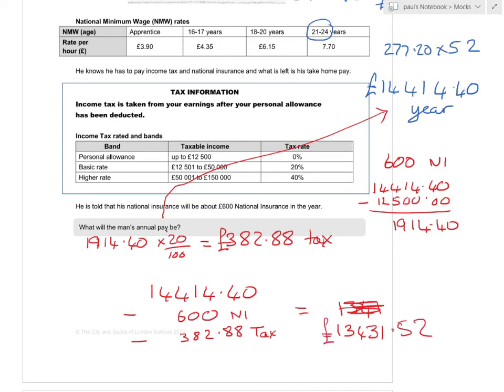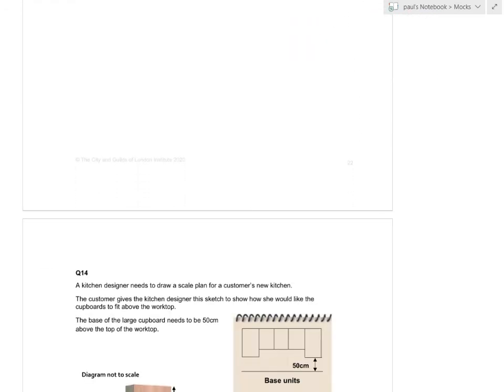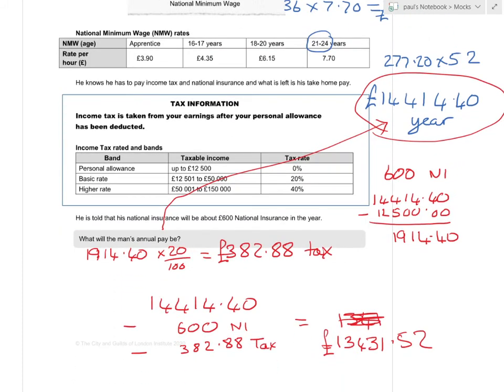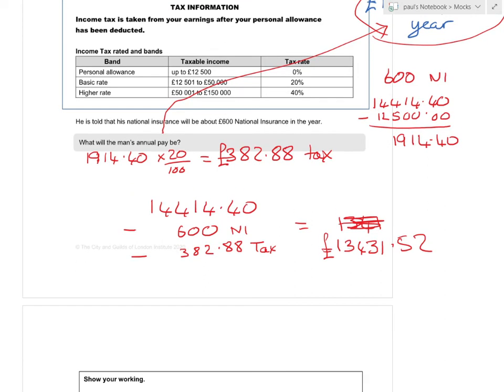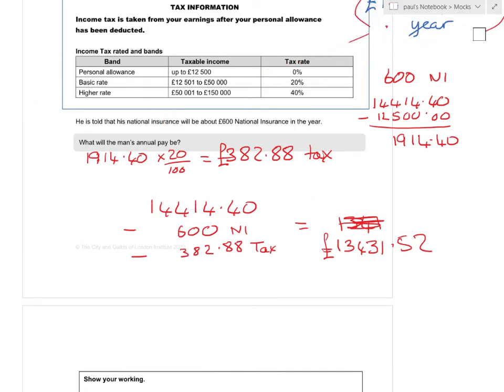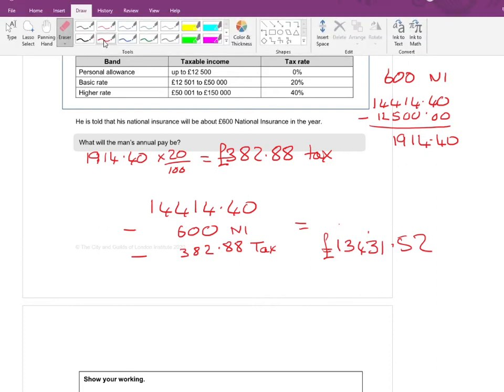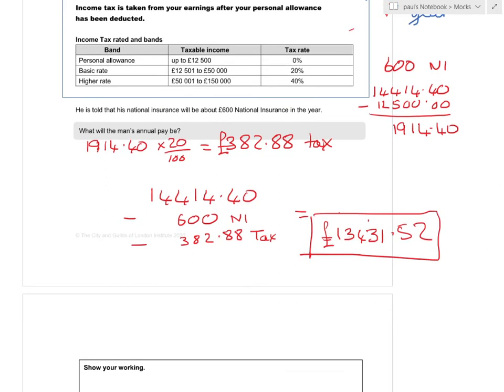So what's the man's annual pay, is that it? And then is the second part, show your working. Is that it? Oh, no. No, it's not that, is it? It's not that. They want, otherwise they wouldn't give you all that tax and stuff, yeah? So the man's actual annual pay after tax and insurance is this. Misleading.